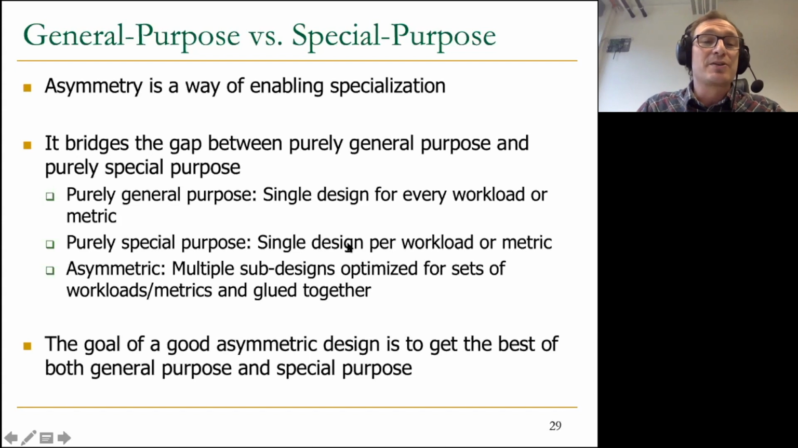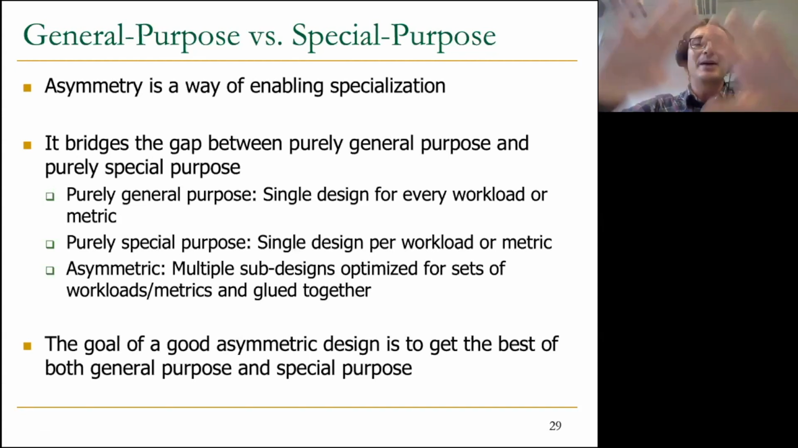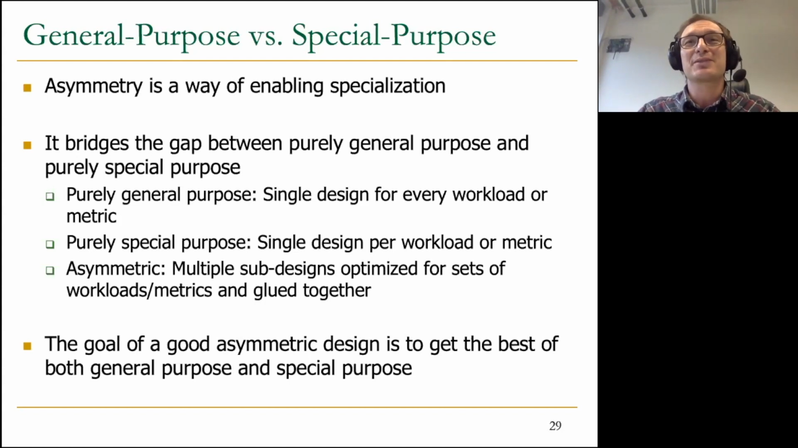Okay, so the goal of a good asymmetric design is to get the best of both general purpose and special purpose in the end. You don't want to be completely special purpose. And you could potentially be that way also, right? An asymmetric design can have extremely special purpose things, and you glue them together, and you can execute 1,000 workloads really well, except you have 1,000 different processors executing each workload. So that's an example of asymmetry, but that's not what we're going to target here. We still want to remain general purpose as much as possible because there are benefits to it, but there are benefits to specialization as well. So we want to specialize too.